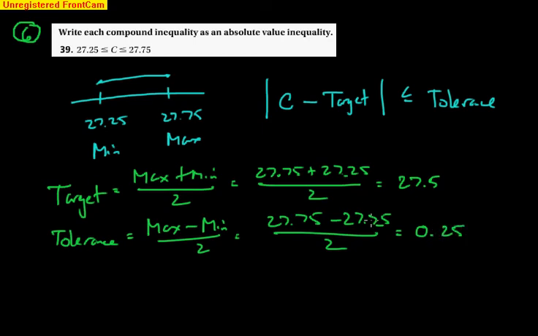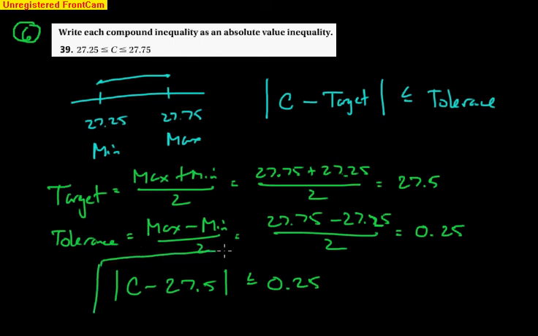So 27.75 minus 27.25 divided by 2 gives us 0.25. And now we can create our absolute value inequality. The absolute value inequality is the absolute value of C minus 27.5 less than or equal to 0.25. And this is the answer.